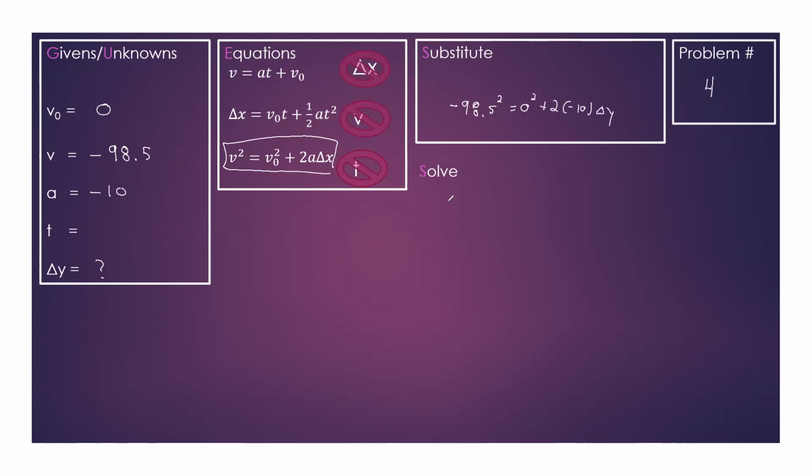So to solve this, I'm going to go ahead and take 98.5 squared. In this case, it did not matter that I made my sign negative, because the squared takes care of that. But sometimes it will, and it's good to be in the habit. 9,702.25 is negative 98.5 squared. 0 squared is 0. Minus 20 delta y, because 2 times negative 10 is negative 20. Since the 0 just goes away, I can just go ahead and divide both sides by negative 20.